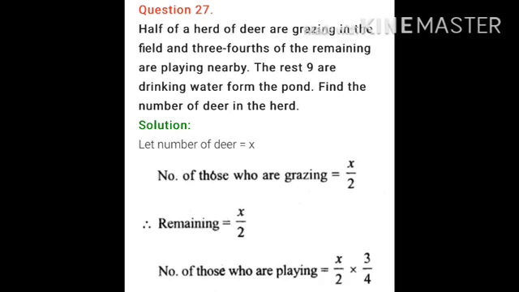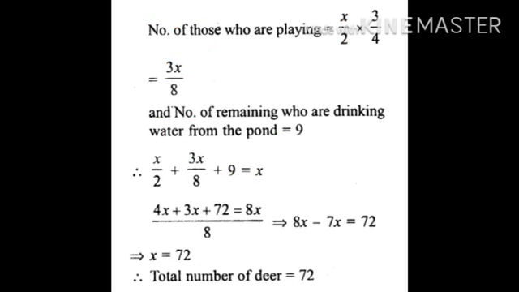Now solution. Let the number of deer be x. The number of those who were grazing is equal to x upon 2. Now the remaining is equal to 1 minus x upon 2, which is equal to x upon 2. The number of those who are playing is equal to x upon 2 multiplied by 3 upon 4, which is equal to 3x upon 8, and the number of remaining who were drinking water from the pond is equal to 9.